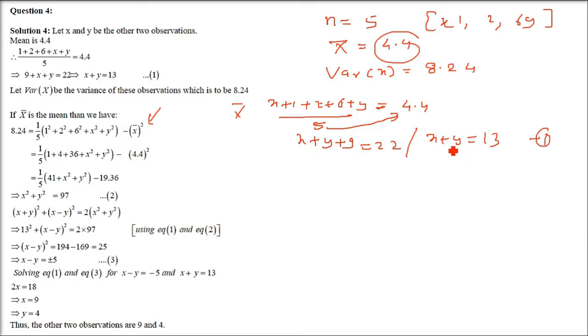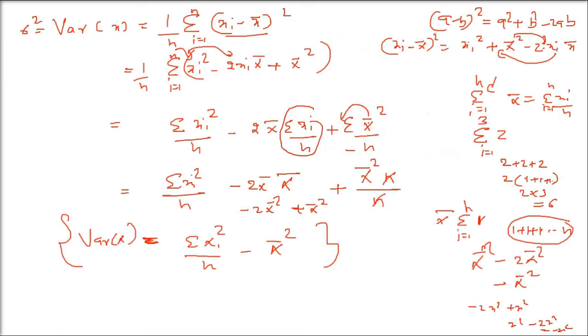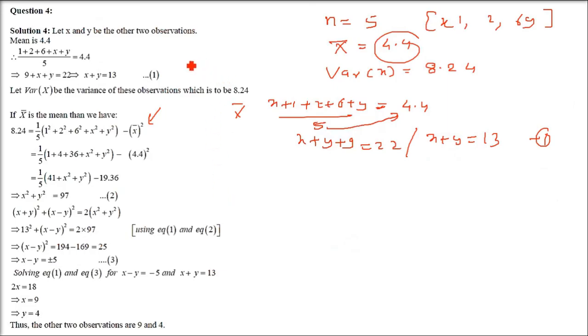Now the second equation; all the discussion we had is for the second equation. So what do we write? Variance of x is equal to sigma xi whole square by n, i equals 1 to n, minus x bar whole square. I just left out the by n, so you have to write n.